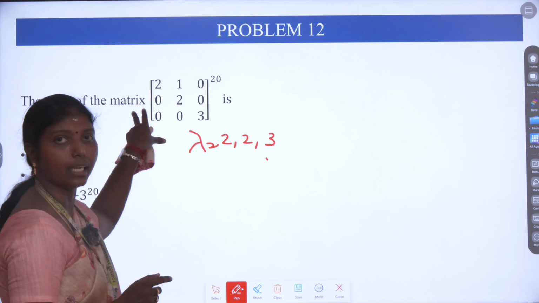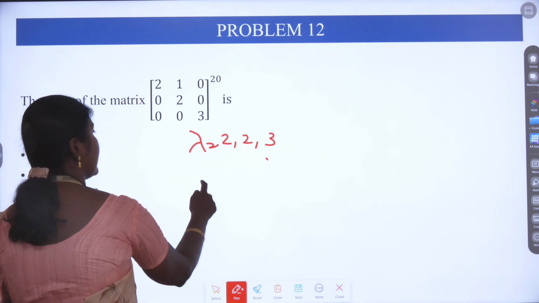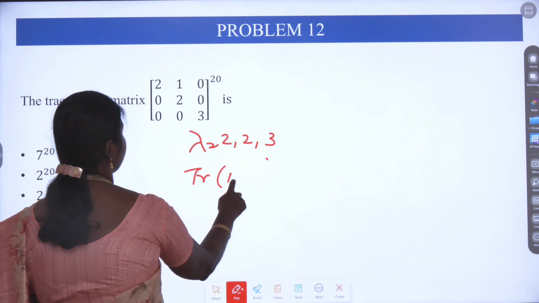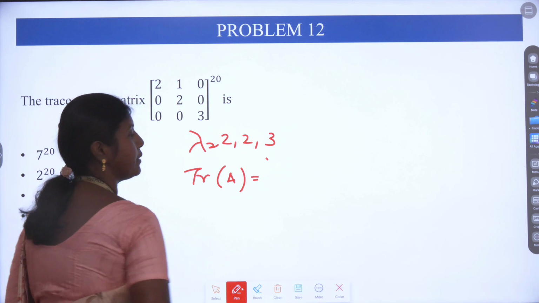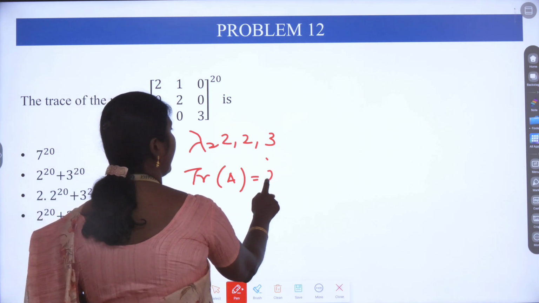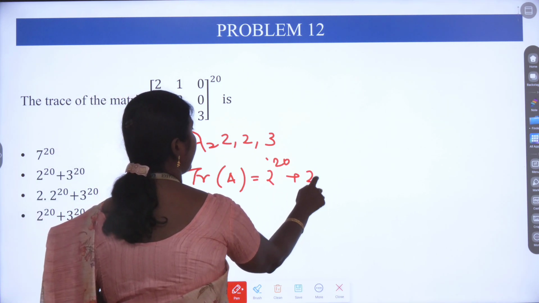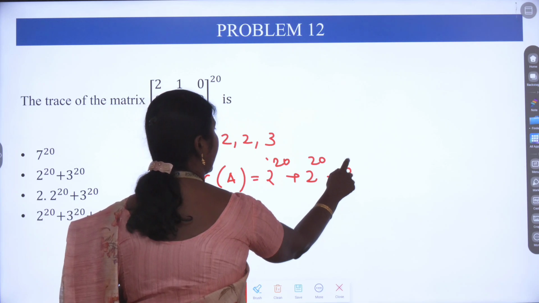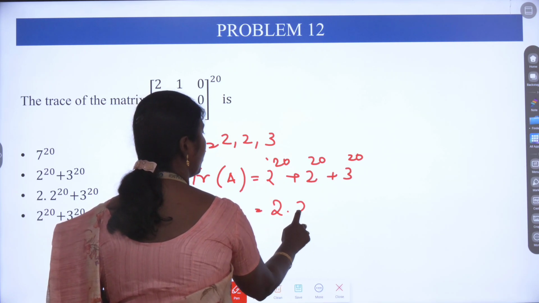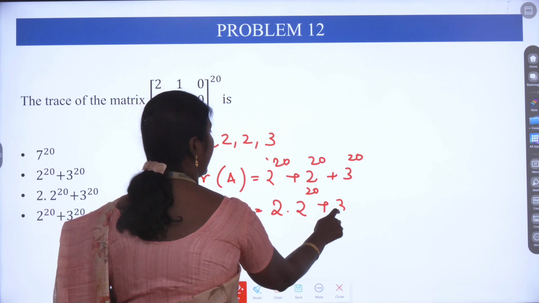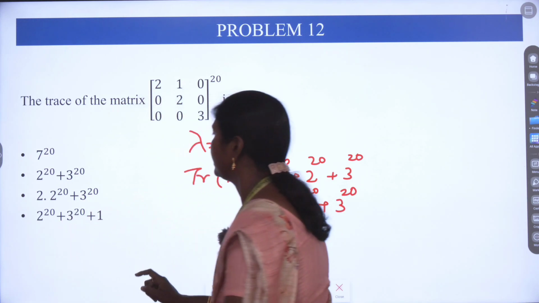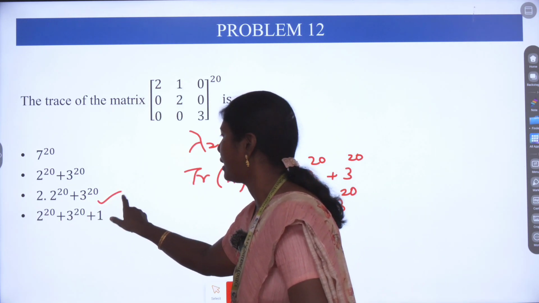Actually we need to find the trace of the matrix, that is the trace of the matrix A. That is the given matrix, we are denoting it as A. So 2 power 20 plus 2 power 20 plus 3 power 20. So 2 times 2 power 20 plus 3 power 20. So that is your third option, it is your solution.